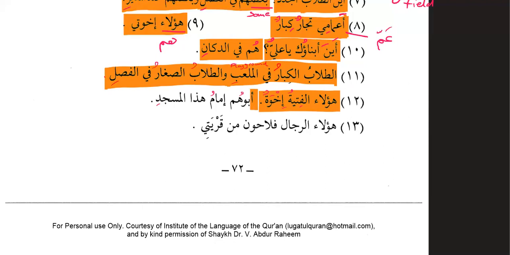So we have إمام is مضاف. المسجد is مضاف إليه. Even though هذا comes between them, they're still مضاف and مضاف إليه.